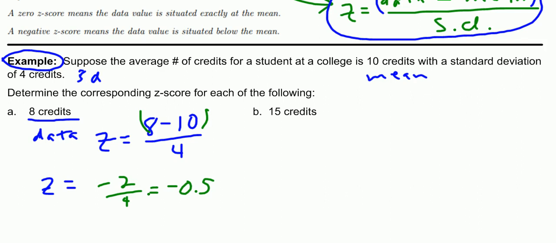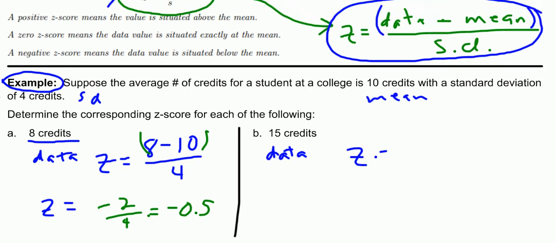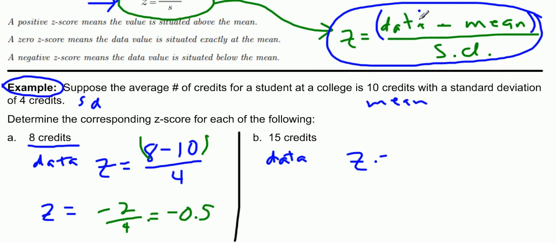Right now, I just want you to focus on being able to do the calculation, and then we'll spend a little more time in the next section or the next example trying to make sense of the z-scores and how we could use them to compare things. So part B, same basic idea. This is our new data value, 15. We're going to take our z-score. I'll just scroll up a little bit so you can still see the formula. It says take the data minus the mean over the standard deviation.